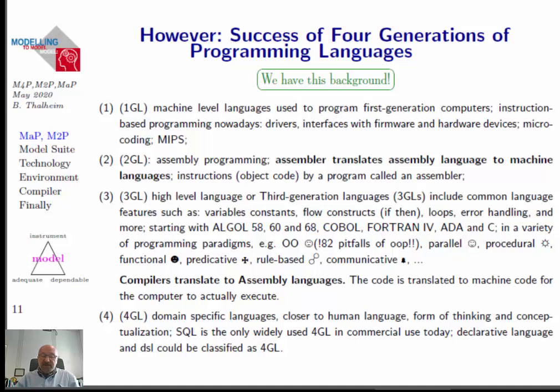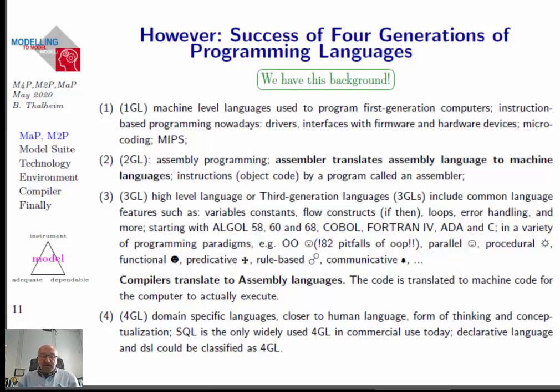We stepped later to fourth generation languages. Fourth generation languages declare what should be done, but assume that we can somehow generate how things are done. For this reason we can concentrate on a better human language, on the human form of thinking, and also on human conceptualization.